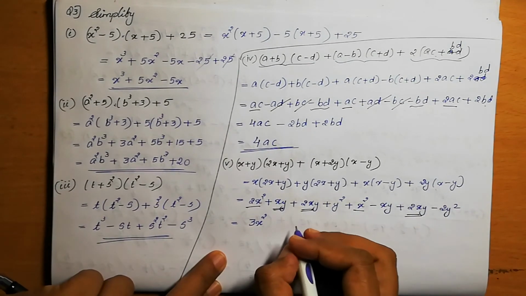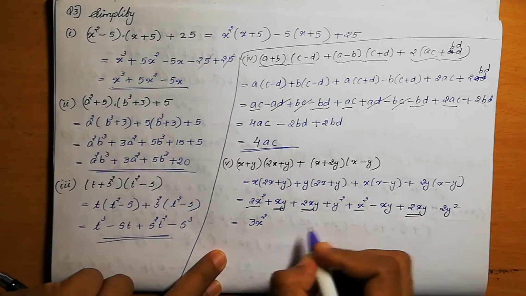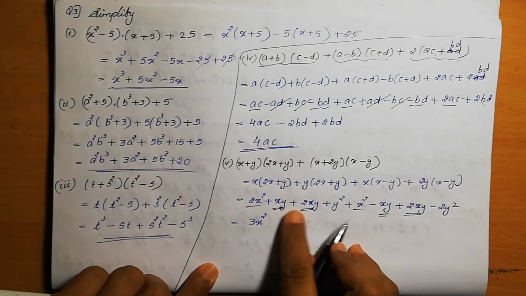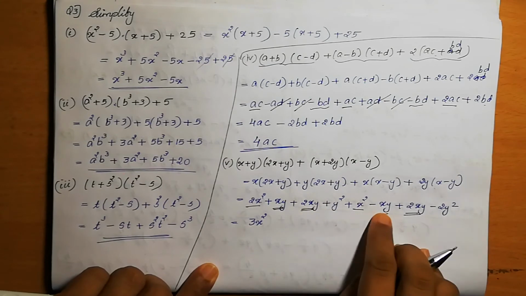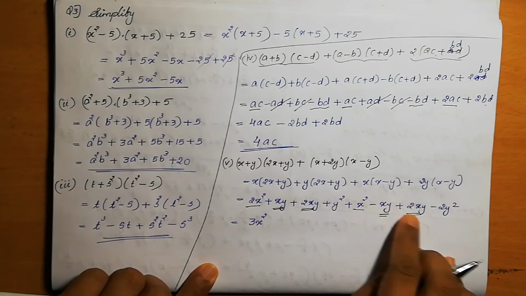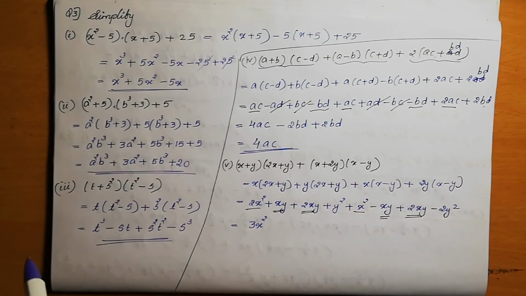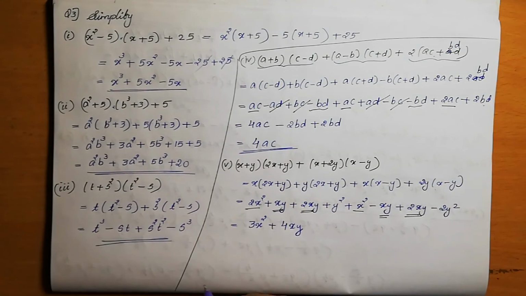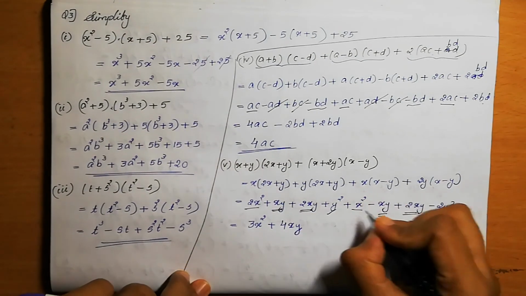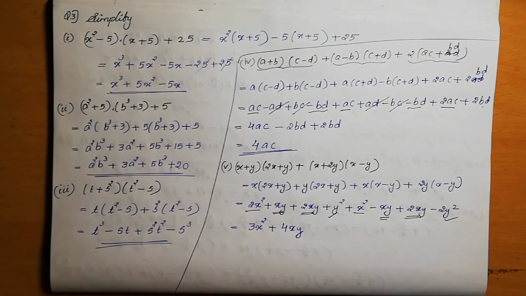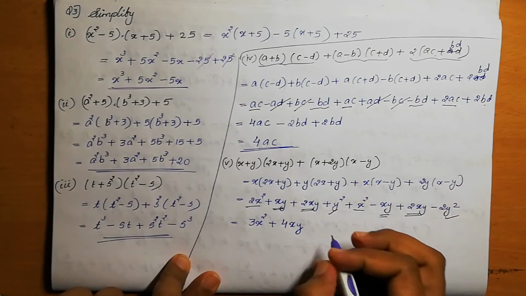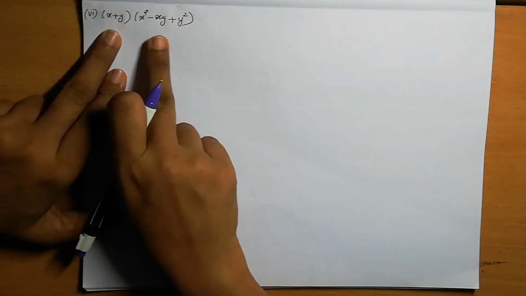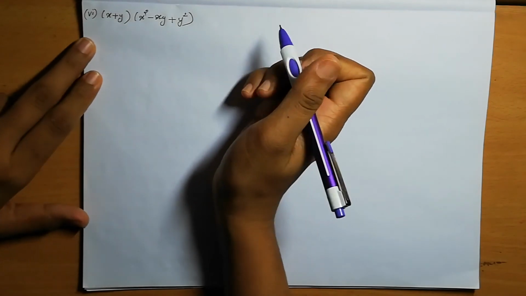Plus 5xy. Then one more xy is there, right? Okay. So xy plus 2xy, 3xy. 3xy minus xy is 2xy. 2xy plus 2xy is 4xy. So plus 4xy. Next, y square term. Y square, y square. That is plus y square minus 2y square is minus y square. Answer.